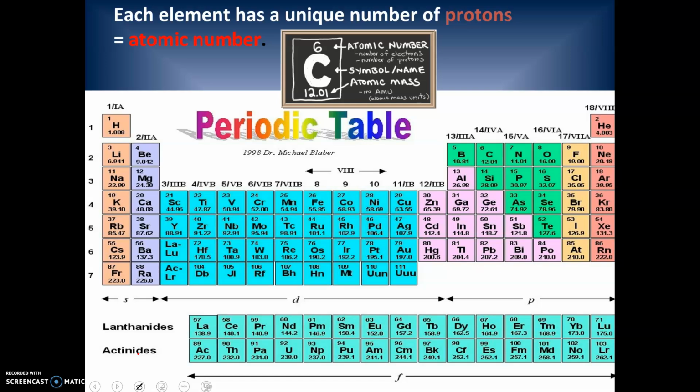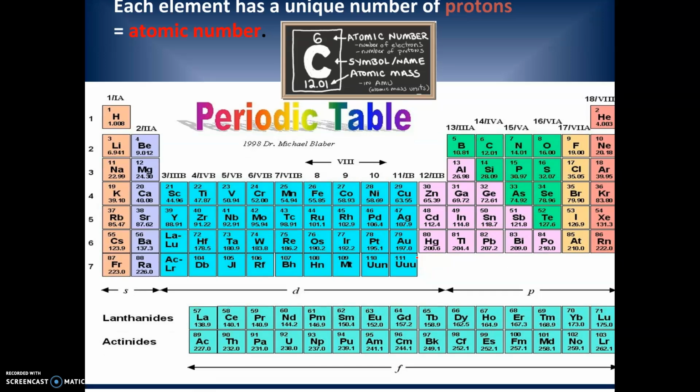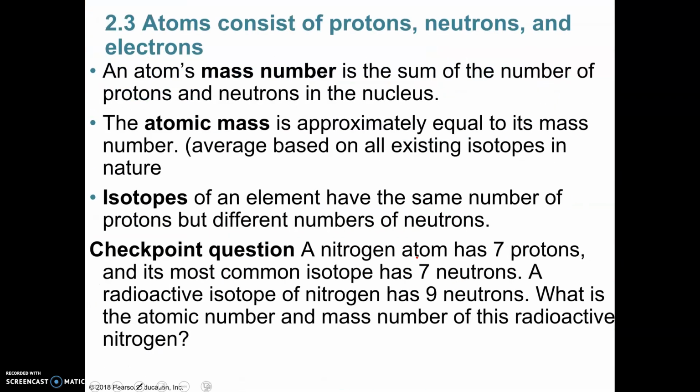Okay, so each element has a unique number of protons. That's its atomic number. Now on this periodic table, that's these numbers up here. And you can see it marked on this carbon one at the top. So see number 6, number 7, number 33, number 82, number 79. There's gold right there, number 79. So that's the atomic number, and that's the number of protons. In fact, that's how the periodic table is organized. It's in order of atomic number.